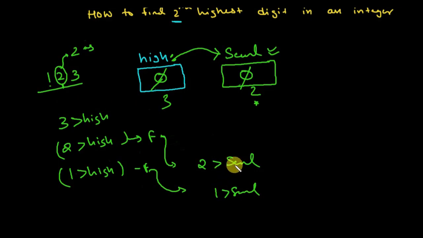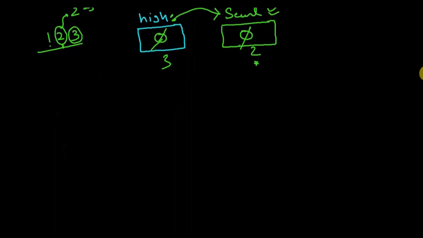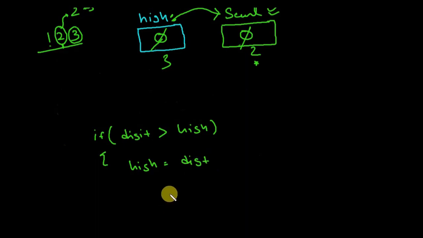So how can we write this in a program? First we'll write the main logic, and afterwards we'll see how to get the digits. Our main logic is to first compare the digit with the high variable. If the digit, which I got from that number, is greater than the high value, then I have to update the high value with the digit. But before the update, I have to make sure that the high value's content is transferred to the second variable. So I'll write second equal to high. This is how we transfer the value, and then we update the value.